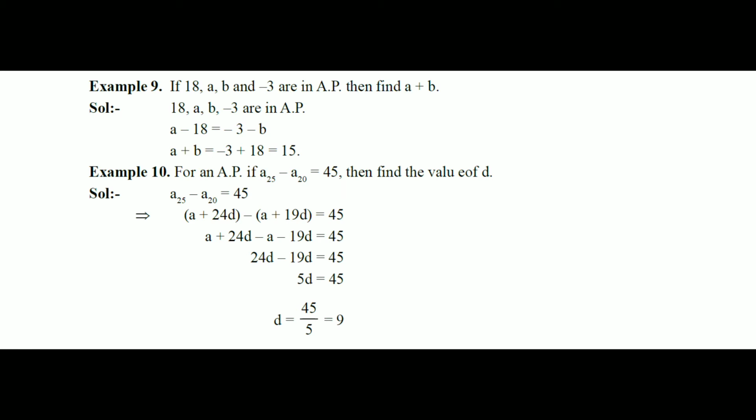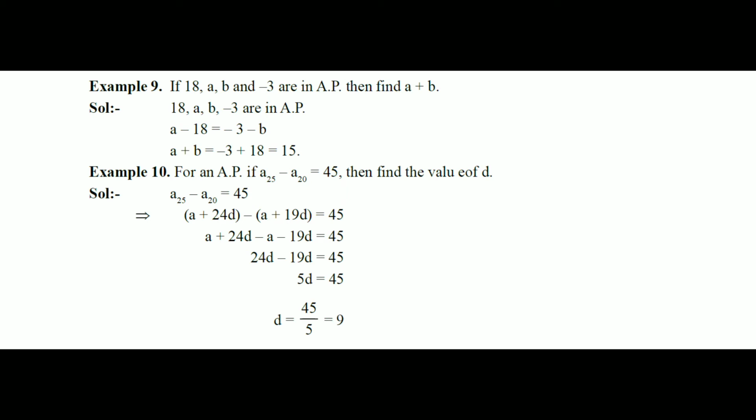Then by the general term formula a25 will be a plus 24d, because we reduce the n by 1 to multiply with d. Similarly, a20 will be written as a plus 19d. Both the terms are written within brackets and the subtraction sign is also there.